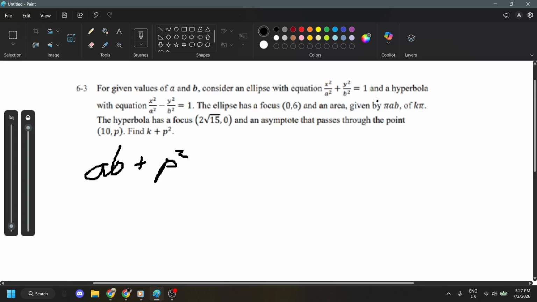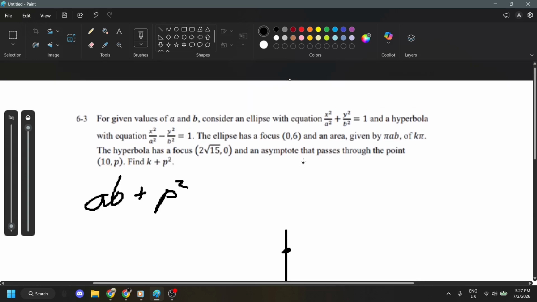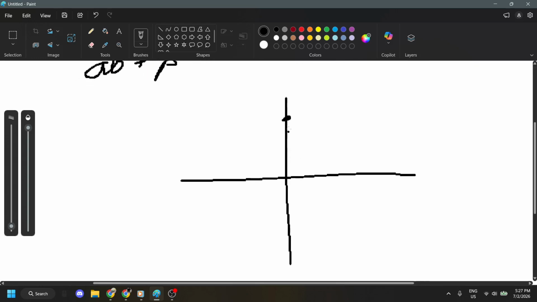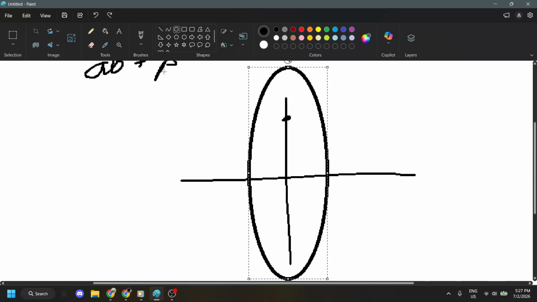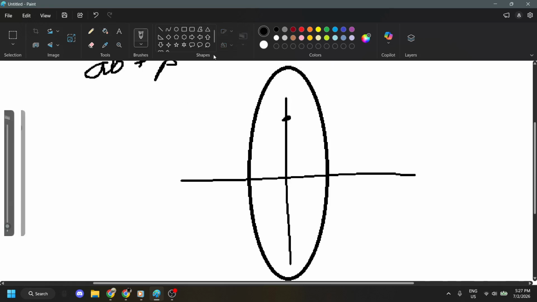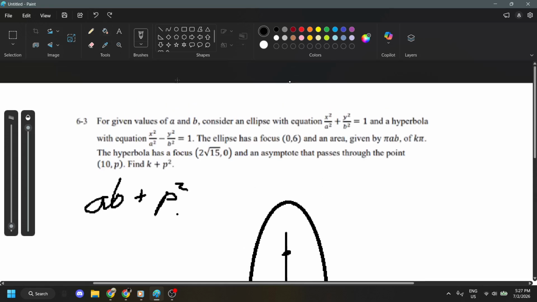How do we find this? So, if an ellipse has focus x is 0, y is 6, that means it's going to look something like this. It's going to have its major axis on the y and its minor axis on the x.